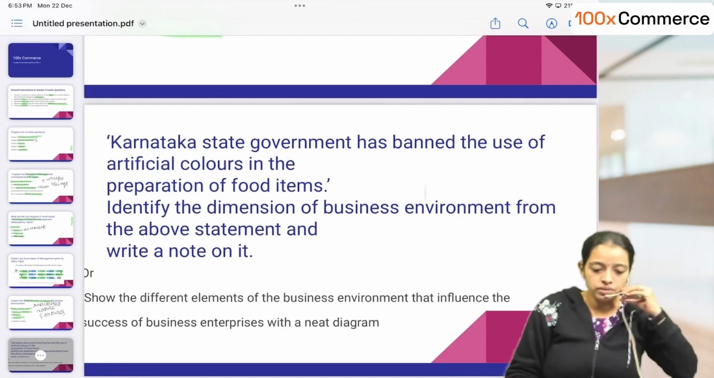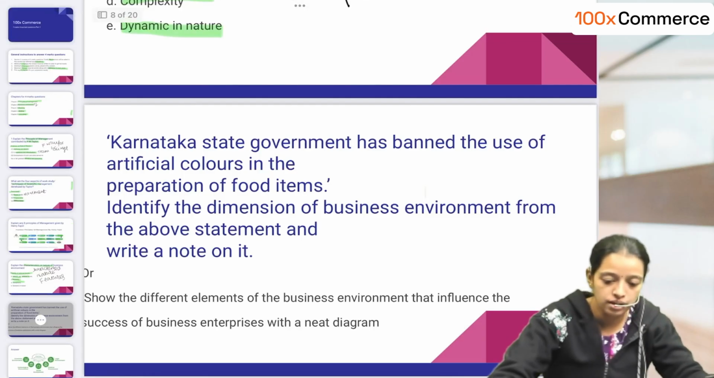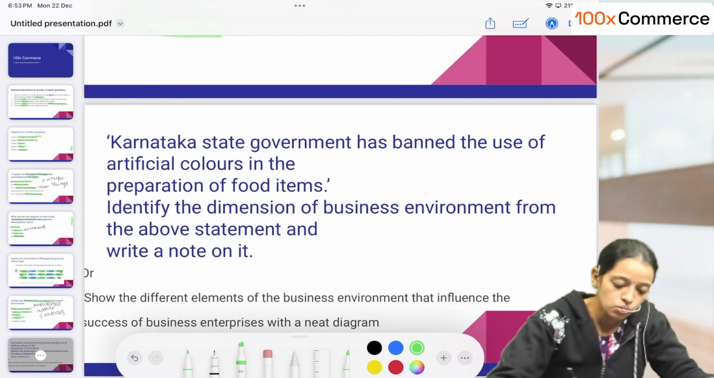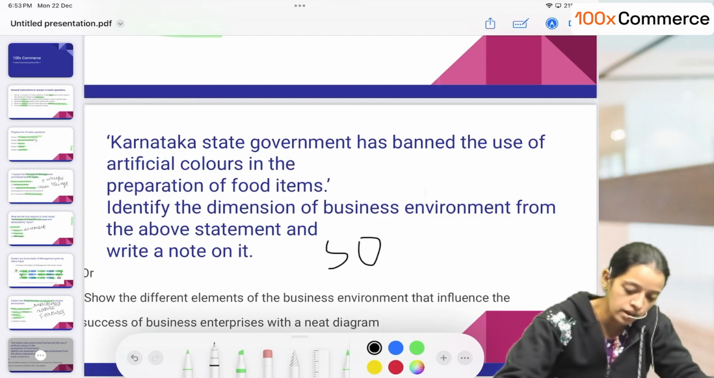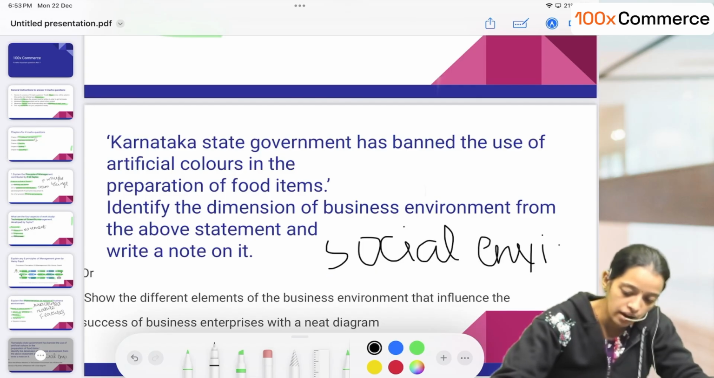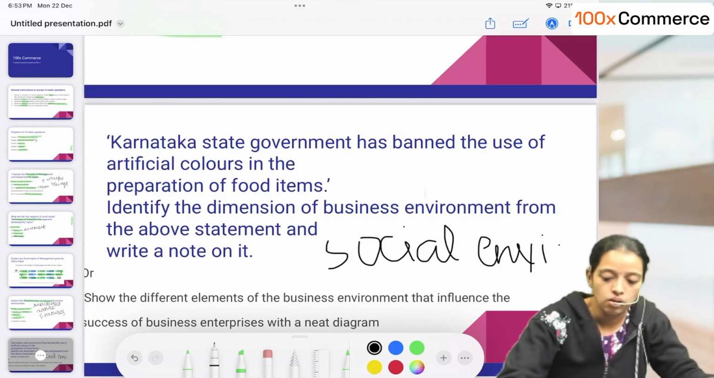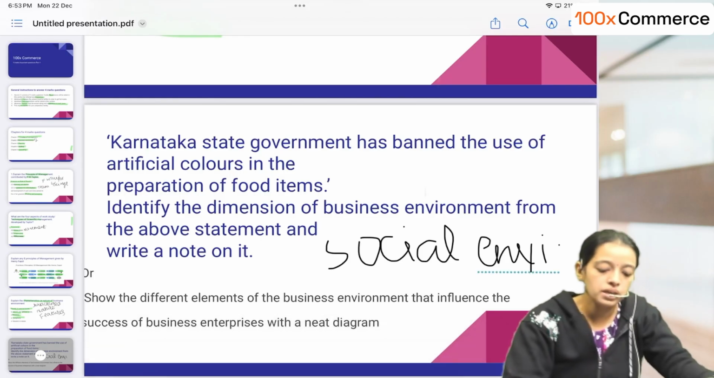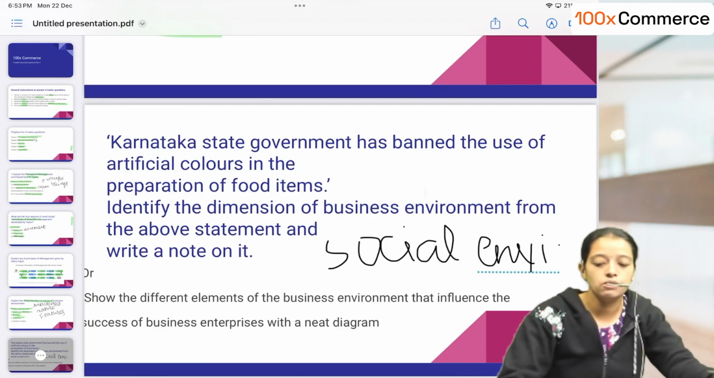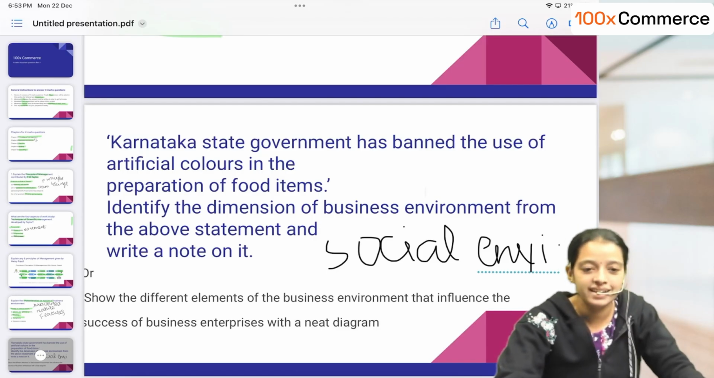So this is related to which concept here, which environment here? This is related to your social environment. Correct? So now what we have to do is explain the social environment. Or this question can also be asked like this: show different elements of business environment that influence the success of an enterprise with a neat diagram.